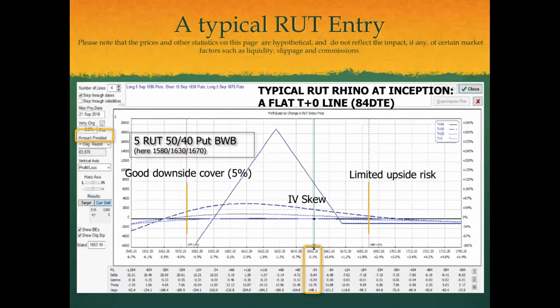So let's have a look, for those who are still new with the trade, at a typical setup. This is a September trade. This screenshot was taken when I wrote this presentation last week. So it's a very typical RUT entry. We place... I don't know whether you can see my cursor. Yeah, we can see it.